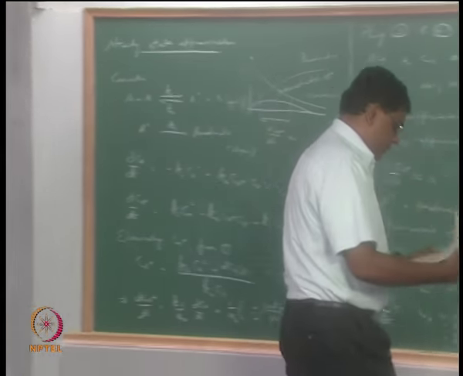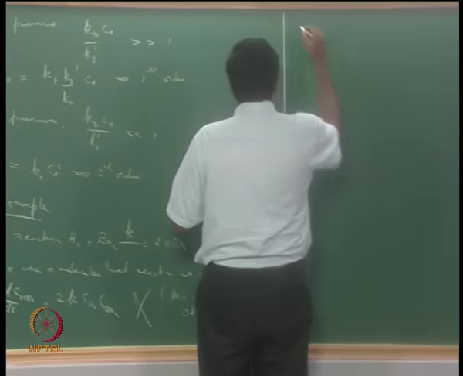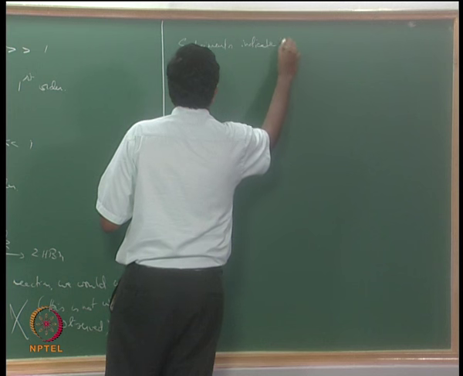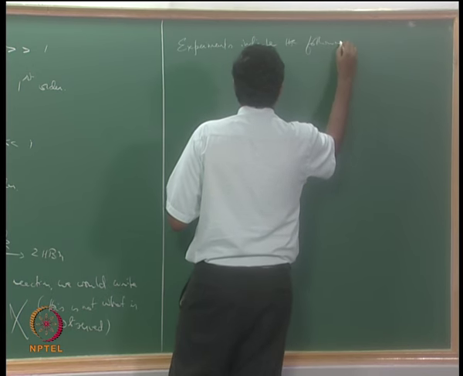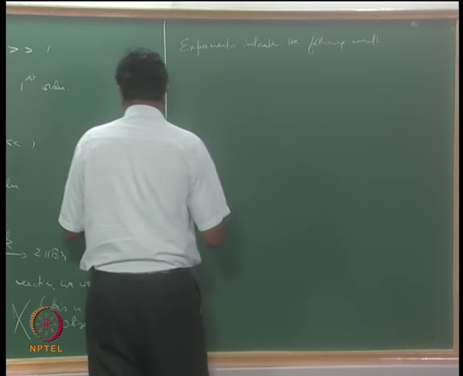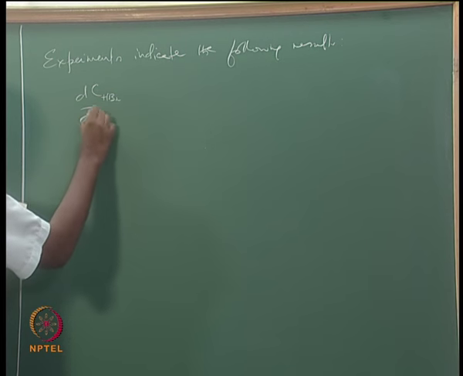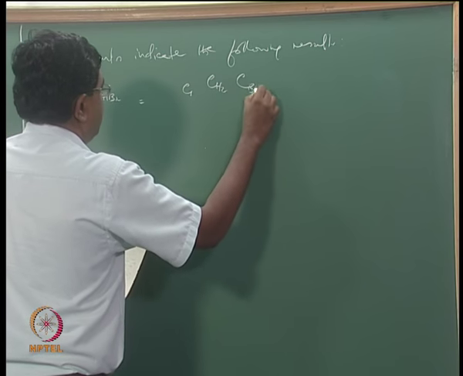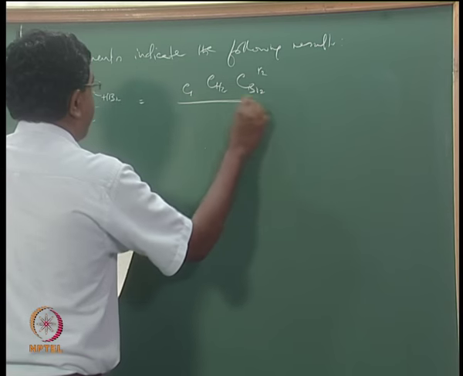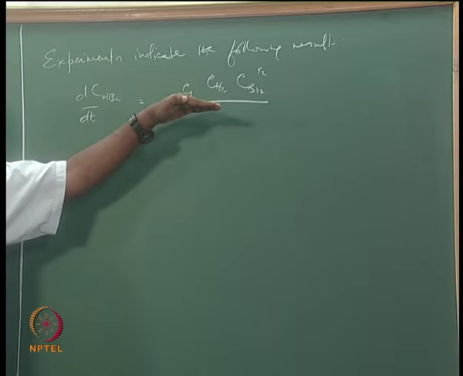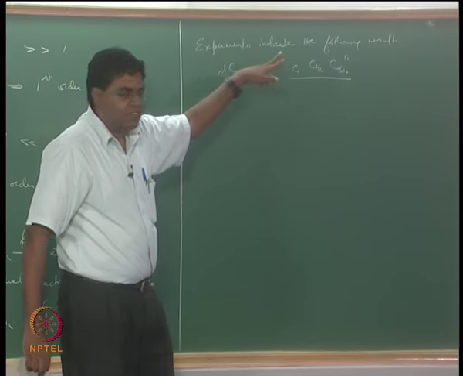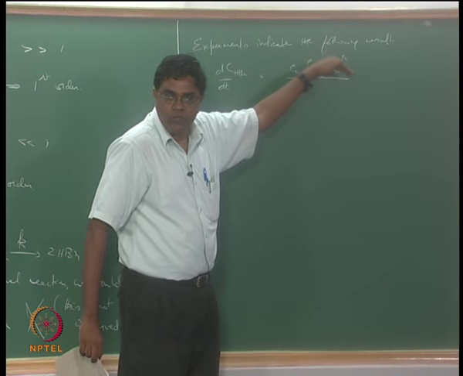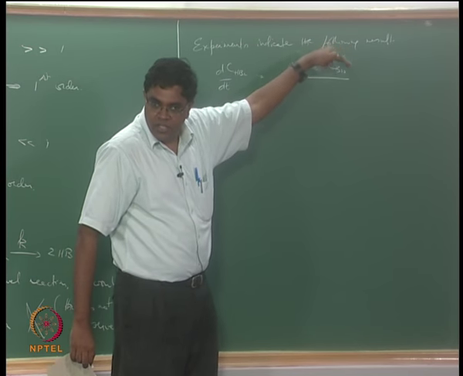So in reality, experiments indicate the following result. dCHBr divided by dt is some constant C1 CH2 CBr2 to the half. Now that's not the whole story because we now have this bar, but as it is, we are finding that the rate of production of hydrogen bromide is dependent on the concentration of bromine to the half rather than linearly. But that's not the whole story.